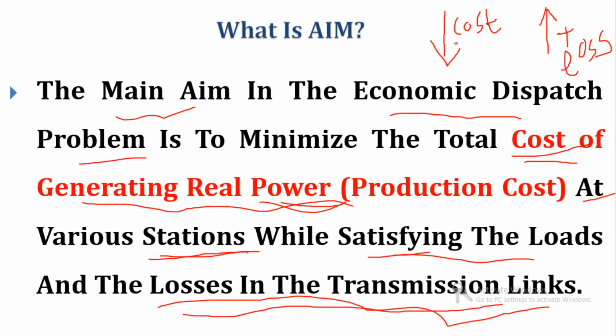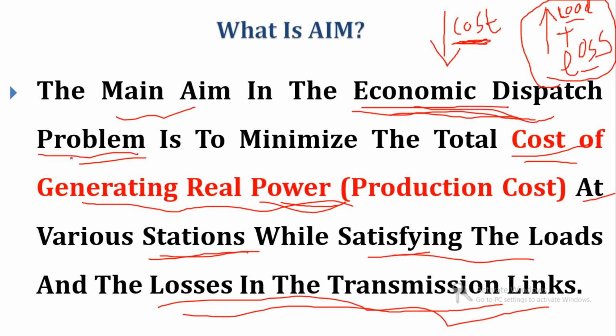So, to minimize the cost and supply the load and losses at a time, with minimum generation cost. How can we achieve this minimum cost, supply the load, supply the losses? This problem is known as the economic dispatch problem, and we will get the solution through it.